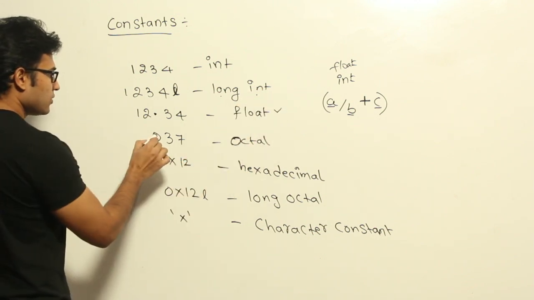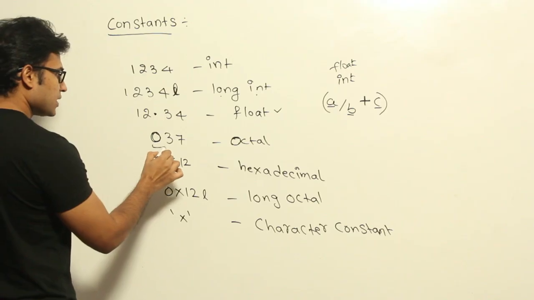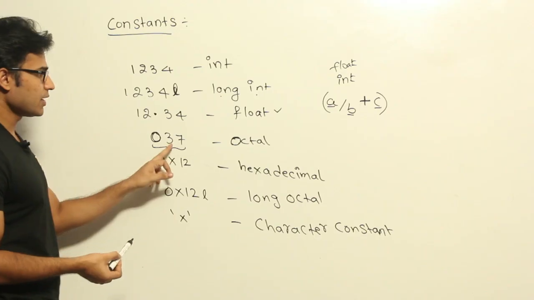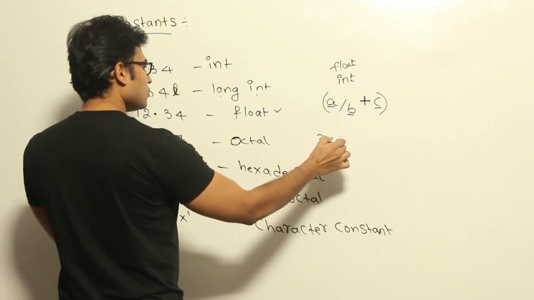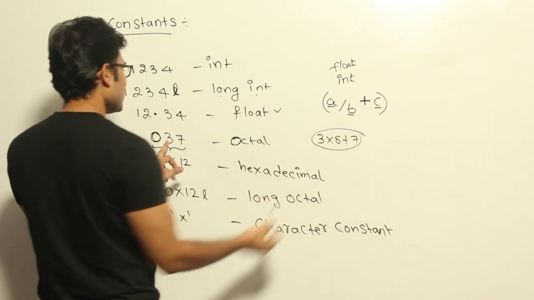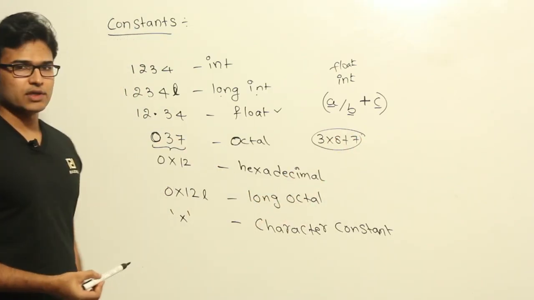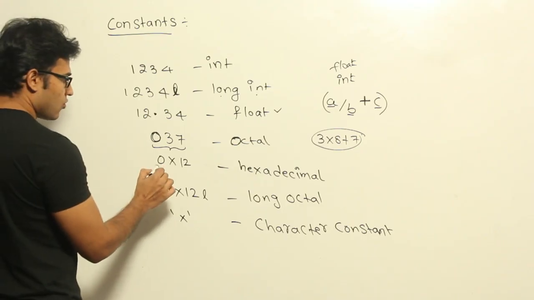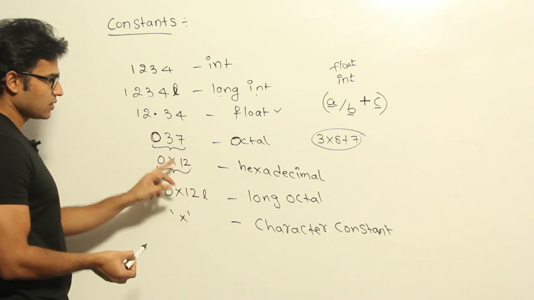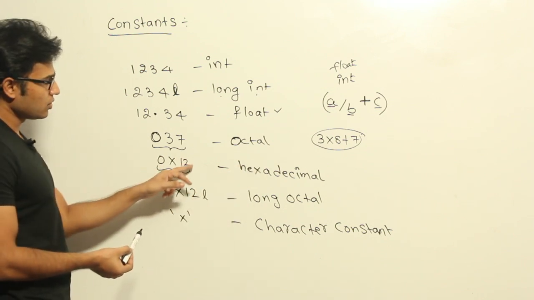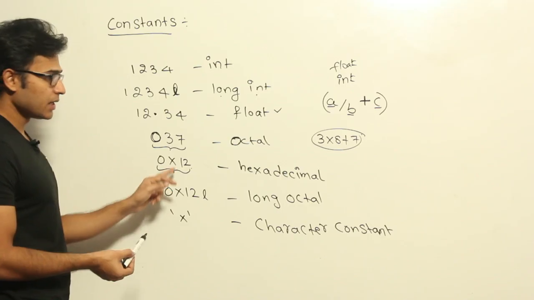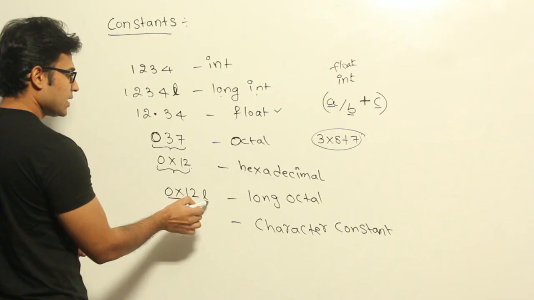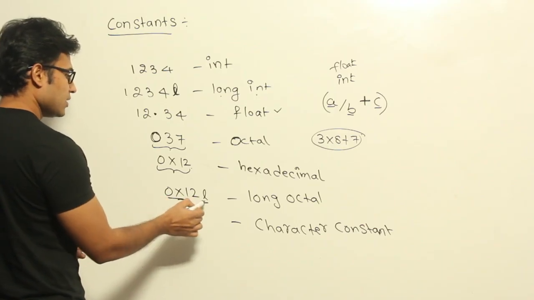If you have a number starting with 0, this number will be considered octal. If you want to see the decimal value of it, it will be 3 into 8 plus 7. Even though it looks like 37, it is not actually 37. And if you have 0 followed by x, this is a hexadecimal number, and if you use it in an arithmetic expression, it will be converted into a decimal number and then the decimal number will be taken. Similarly 0xl means this is hexadecimal and it is a long type.